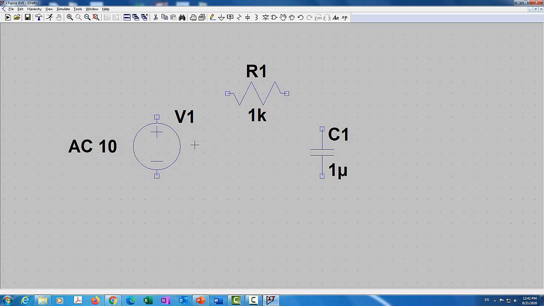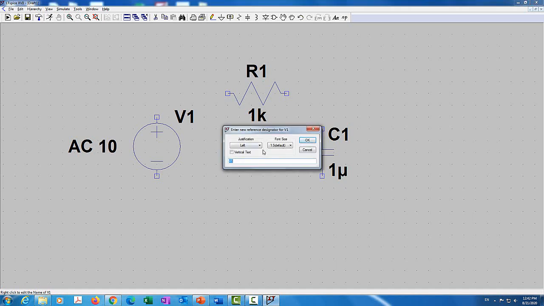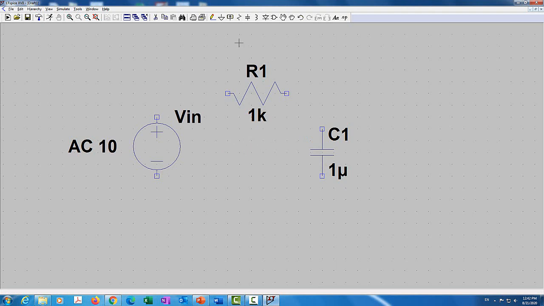I can basically move this over here to make it look nicer. I can change the name of this voltage source. I will come right on top of the name, right click on it and I will call it VI or VN. So that's the input voltage. Then I'm gonna basically have a wire and I will draw the rest of the circuit.